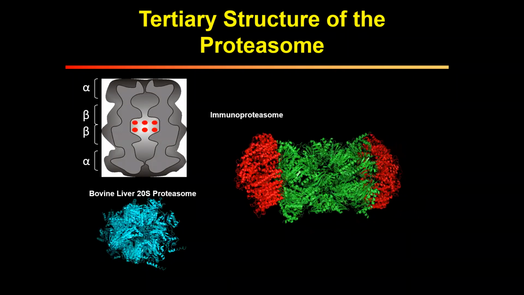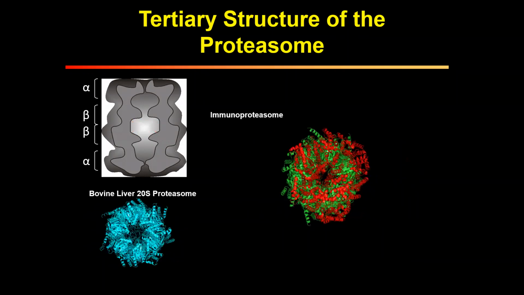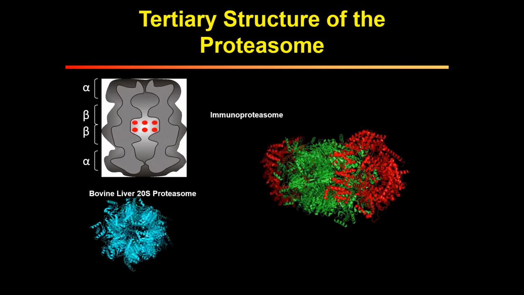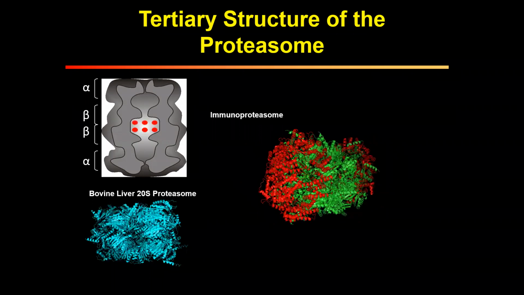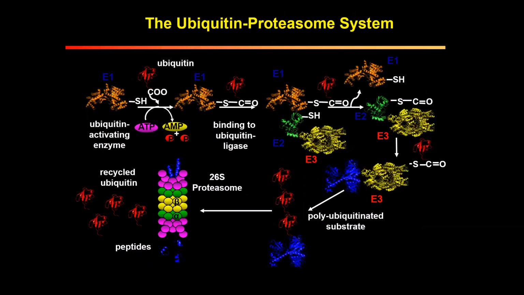Now, a protein just can't enter there because the diameter of the hole to allow proteins in is only 13 Angstroms. So a globular protein cannot enter. A protein has to be denatured or has to be unfolded to enter. And the unfolding is done by this. So this is the ubiquitin proteasome system.